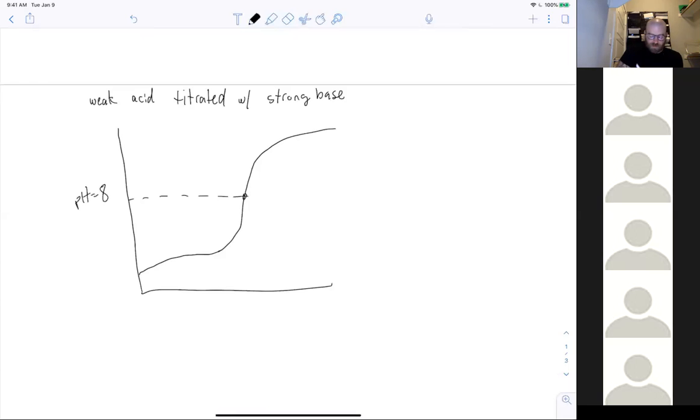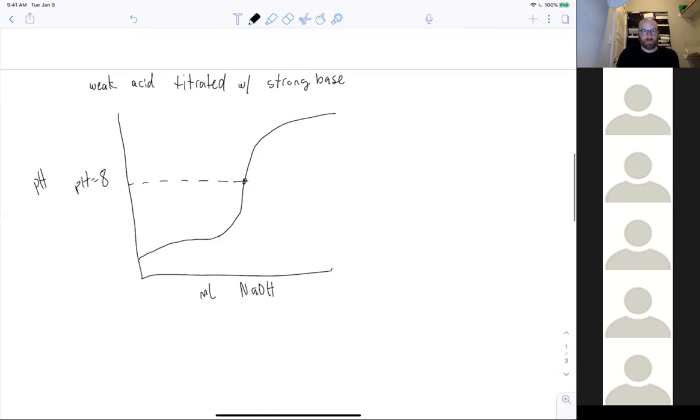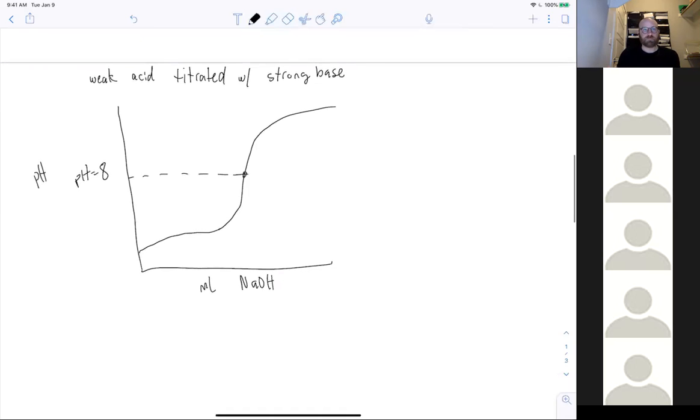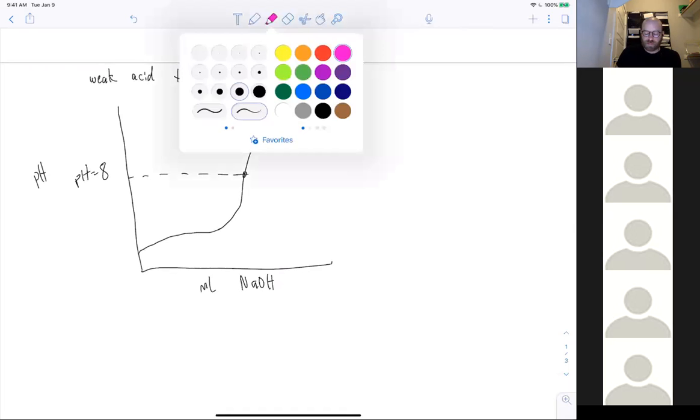Which is where the pH is equal to 8. Usually you're titrating with sodium hydroxide or some sort of strong base, and it walks you through different parts of this pH titration curve.